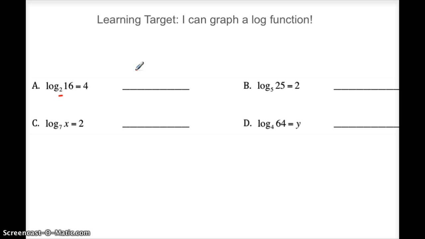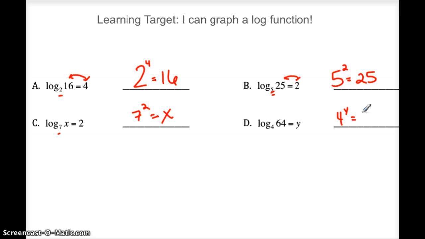Converted, the 2 would stay first, and these would flip, so 4 becomes the power. 2 to the 4th equals 16. If I come over here, 5 stays first, and these guys switch. So I'm going to have 5 squared equals 25. Here, 7 squared equals x. And then here, 4 to the power of y equals 64. Okay, so that's just basic converting. We're going to need that to be able to graph our log functions.